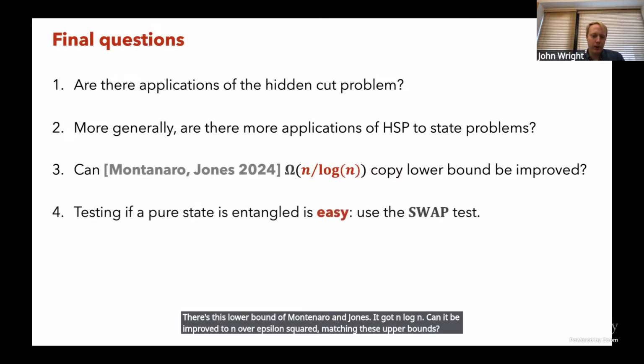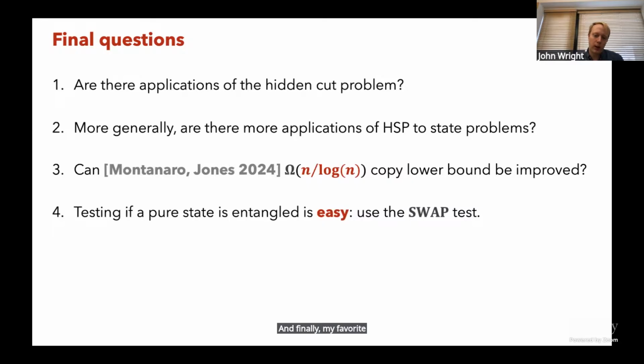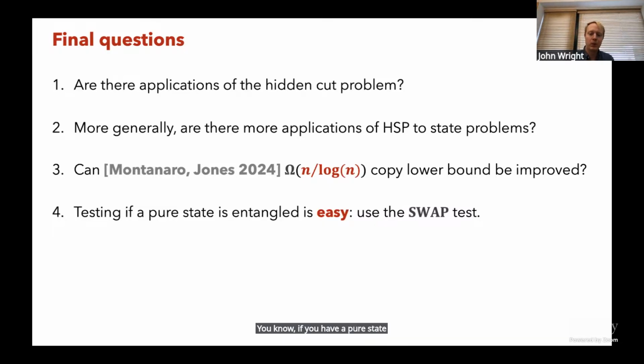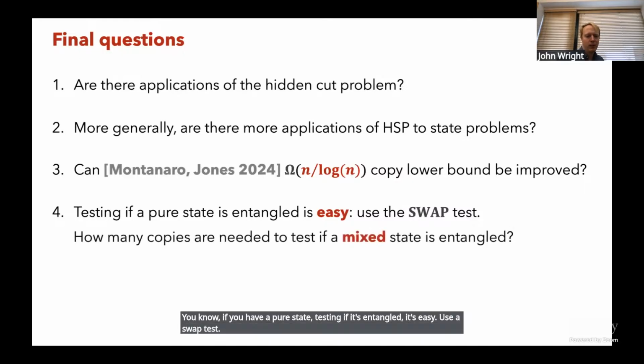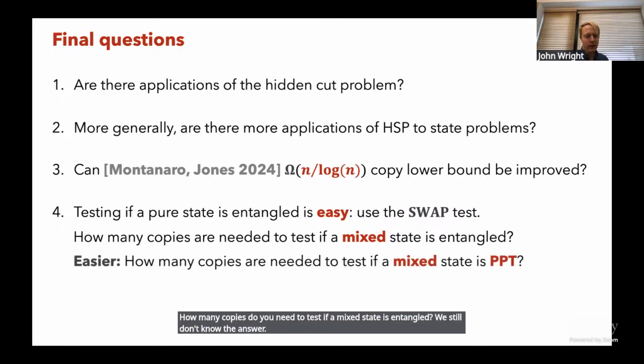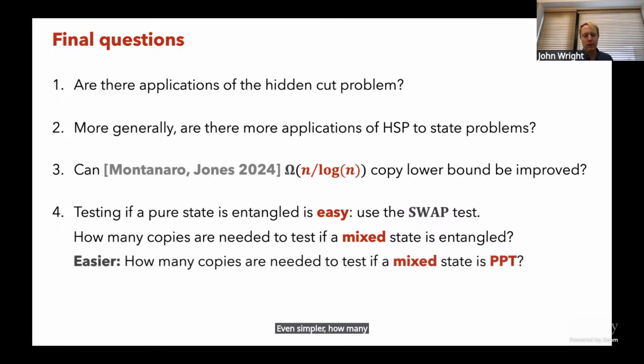And finally, my favorite question with entanglement testing, this one's been open for about 10 years now. If you have a pure state, testing if it's entangled is easy. Use a swap test. How many copies do you need to test if a mixed state is entangled? We still don't know the answer. Even simpler, how many copies do you need to test if a mixed state is PPT? I also don't know the answer to that.